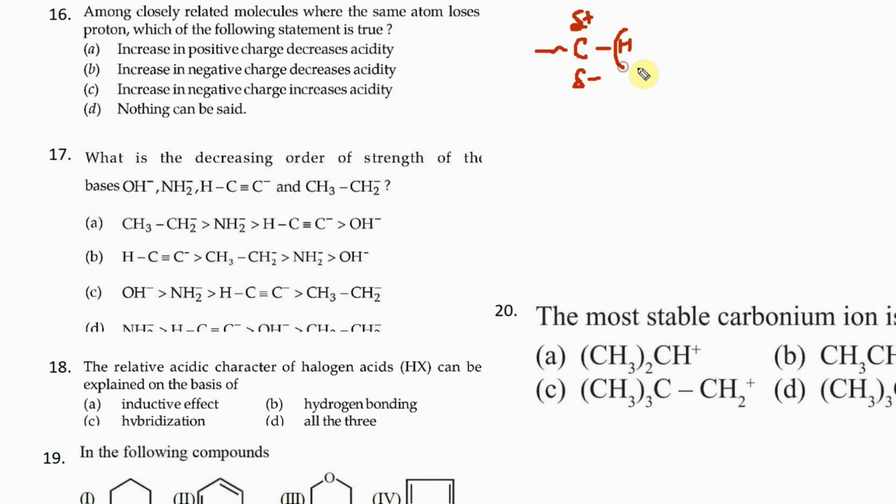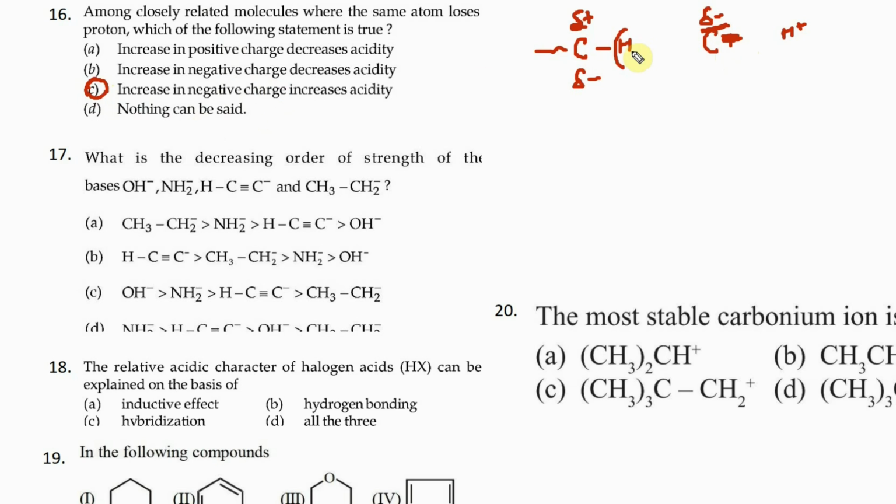Acidity means H plus goes away, and this becomes minus and this becomes plus. So the charge here, minus, stabilizes, so it should be minus. If it is minus, it can pull. So you want the carbon to be electronegative. So increasing in negative charge increases acidity.